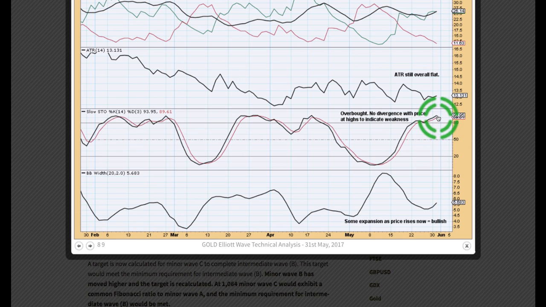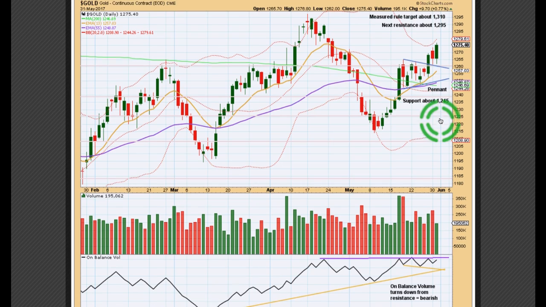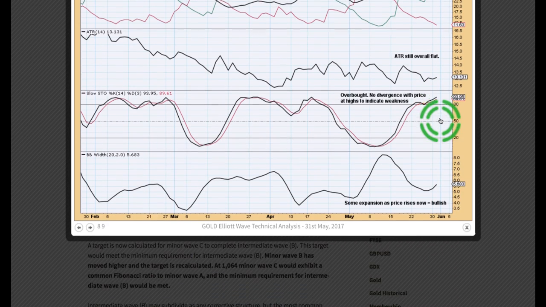Stochastics is overbought, but this can remain extreme for quite long periods of time. It does not exhibit any divergence with price at highs to indicate any weakness short term, so price certainly could continue higher, but today it is looking rather weak and there is some resistance here.